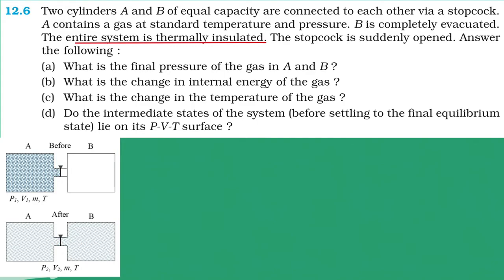The pressure in the initial condition in the first cylinder was, let us say, P1, the volume was V1, the mass was M, and the temperature was, let us say, T. In the final condition, obviously the pressure will change, let us say it is P2, the volume is double, let us say it is V2, the mass of gas will remain the same, right? And the temperature will also remain the same. Now why this temperature is remaining same, that I am going to explain. First of all, let me tell you that this is a case of free expansion.